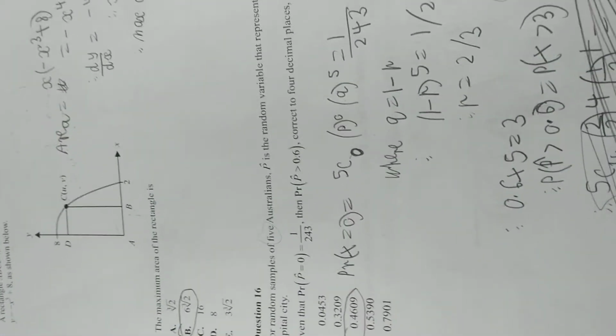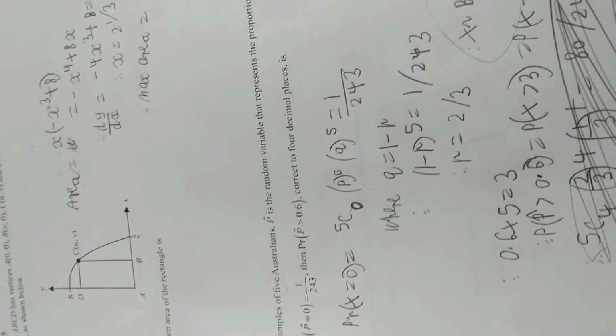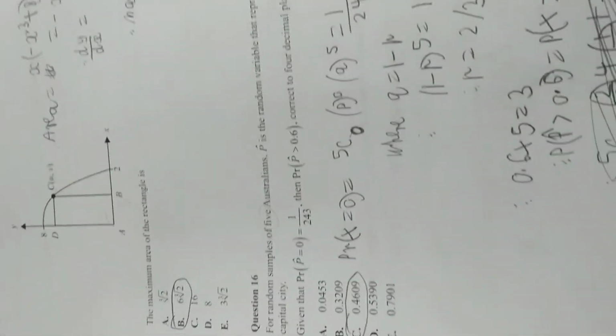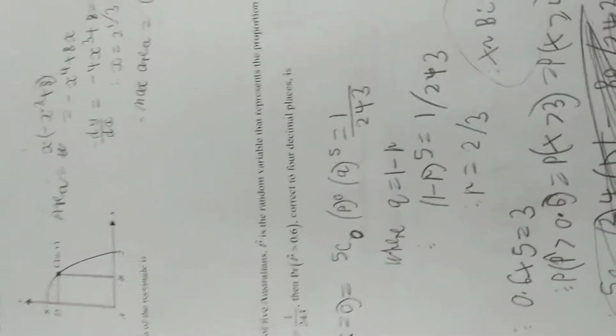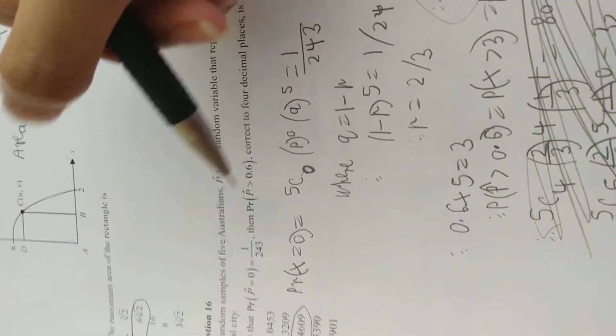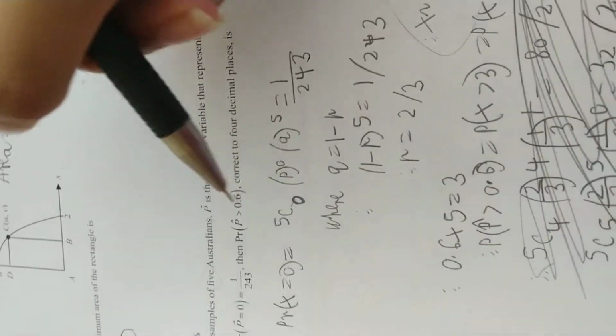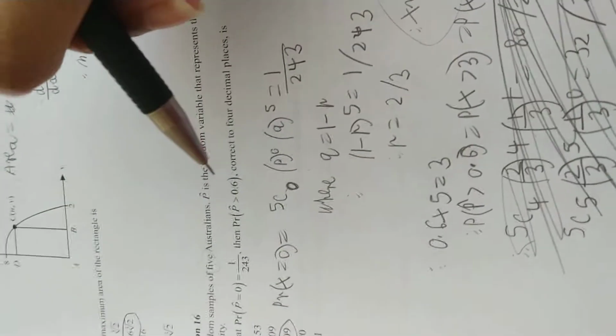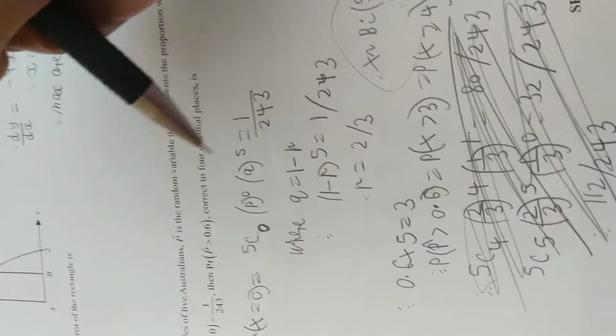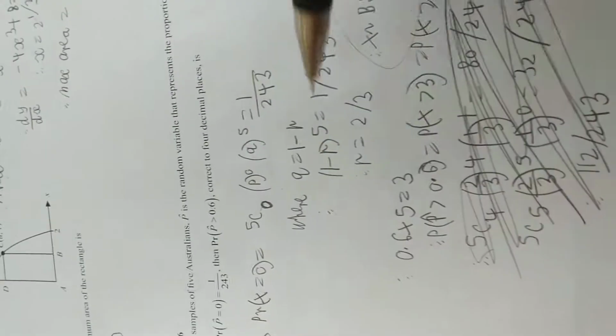So option B. Question 16. For random samples of 5 Australians, p-hat is a random variable that represents the proportion who live in a capital city. Given that the probability p-hat is 0 is 1 on 243, then the probability p-hat greater than 0.6 is... So the probability that p-hat is 0 is the same as X is 0, which is 5C0, p to the power 0, q to the power 5, where q is 1 minus p. We're told that that's 1 over 243.